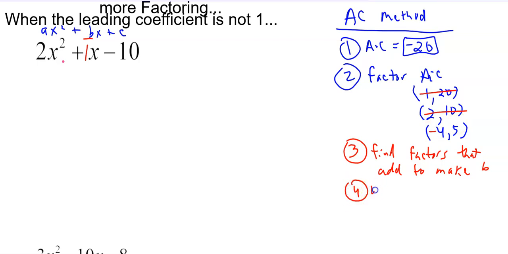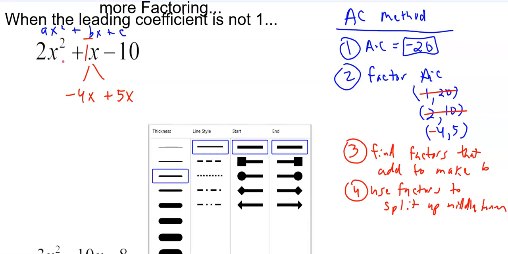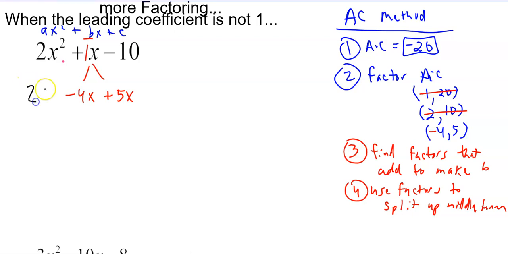Step 4, use the factors you just found to split up the middle term. So this 1x is going to get split into, in this case, negative 4x plus 5x. 1x is the same thing as negative 4x plus 5x. It's just a different way of writing that. We still have the 2x squared to start, and we still have the minus 10 on the end. So we just split up that middle term into 2 terms using those factors that we found.